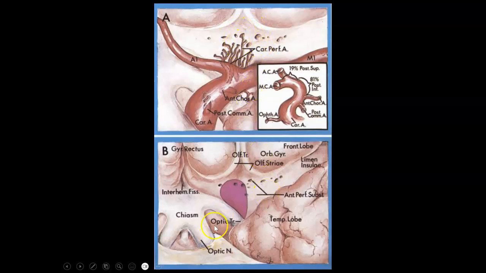And here is another view. We are looking from above: right and left optic nerves, optic chiasm, and then the optic tract, and lateral to the optic tract find the anterior perforated substance. And here is the olfactory nerve, medial and lateral olfactory stria, and behind it the anterior perforated substance.